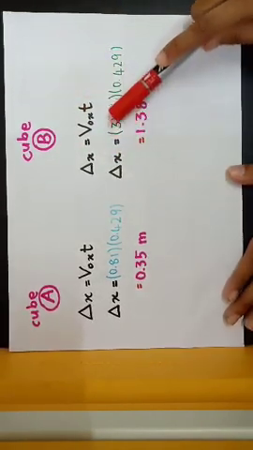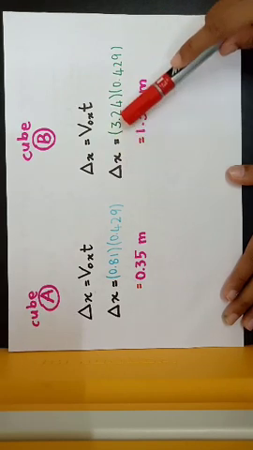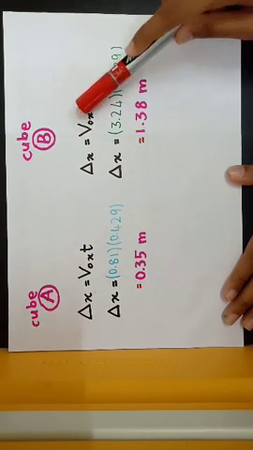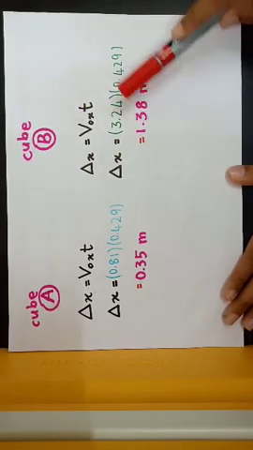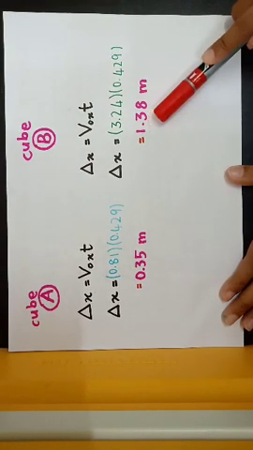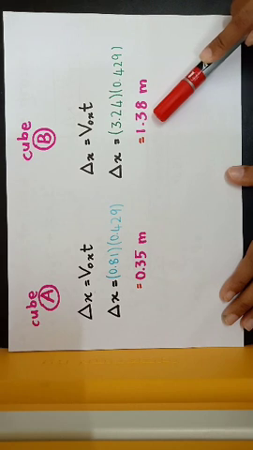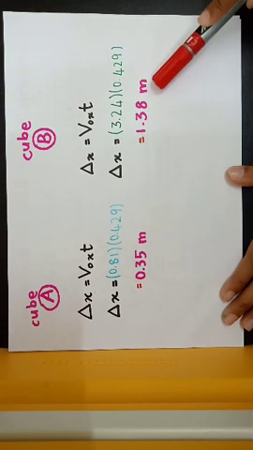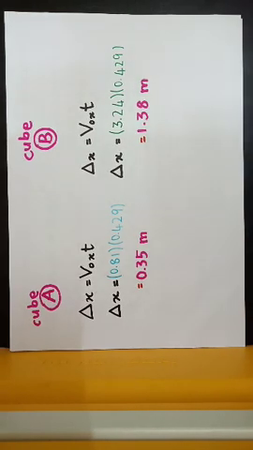while for cube B, delta x equal to V naught x t. So we substitute the V naught x, which is 3.24, while t we substitute 0.429. So we get the answer for cube B. Cube B lands on the ground at 1.38 meter.